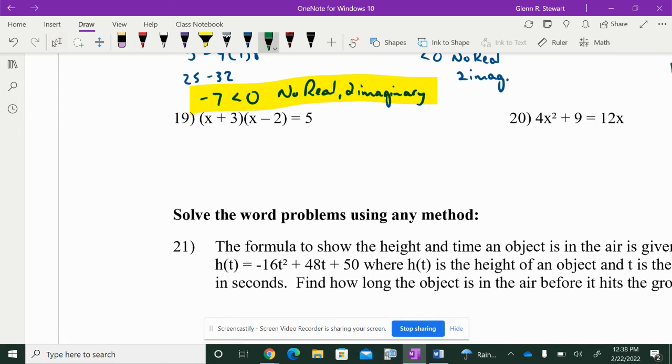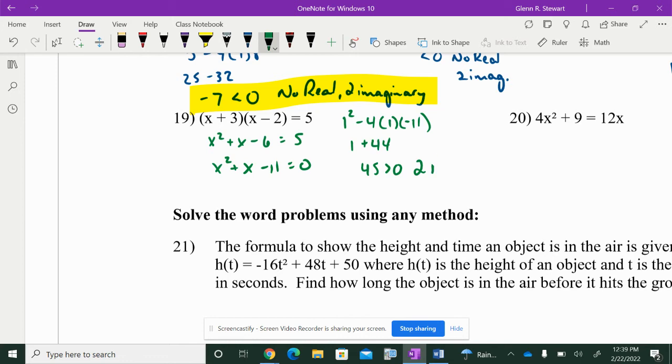I have to factor first. Or I have to foil. I'm sorry, I have to foil first. So I'm going to get x squared plus x minus 6 is equal to 5. And then I have to move the 5 over. X squared plus x minus 11 equals 0. Now I can set it into my equation. So b squared, so 1 squared minus 4 times 1 times negative 11. 1, negative 4 and 1 is 4. Negative 4, negative 11 is negative 44. Positive 44. So that gives me 45, which is greater than 0. So two real solutions.